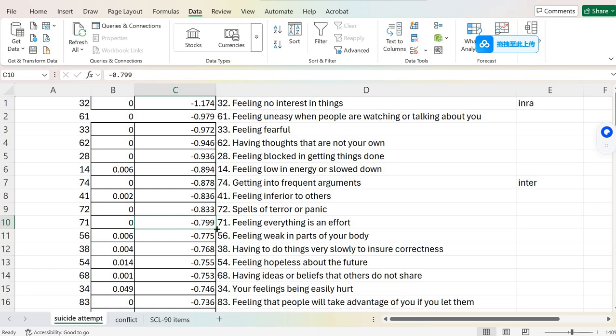The smallest difference was 0.799. The largest difference was 1.174. The differences on the top 10 range from 0.799 to 1.174. 2 decimal points would be okay. 2 decimal positions. You don't have to report the negative sign. The negative sign just shows who has the lower score. People who have no suicide attempts have lower symptom scores. The absolute difference is the most important number.